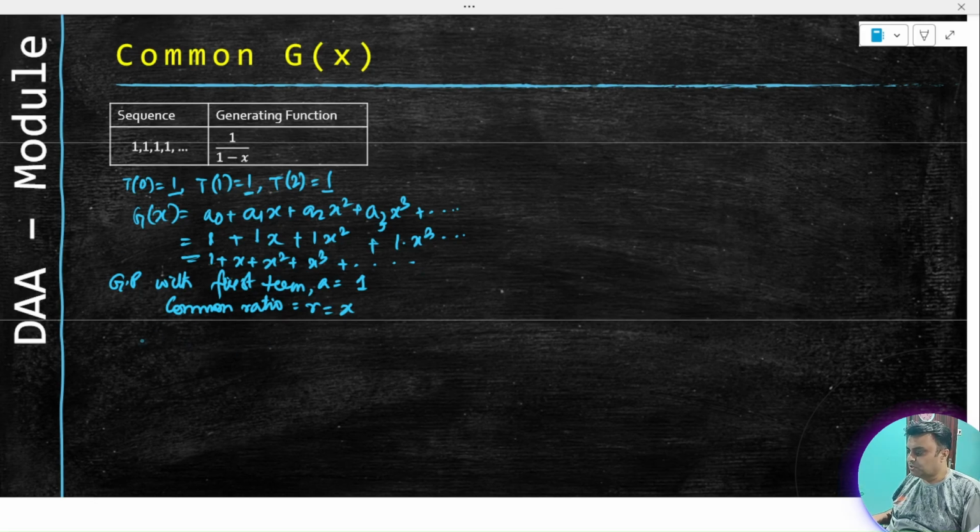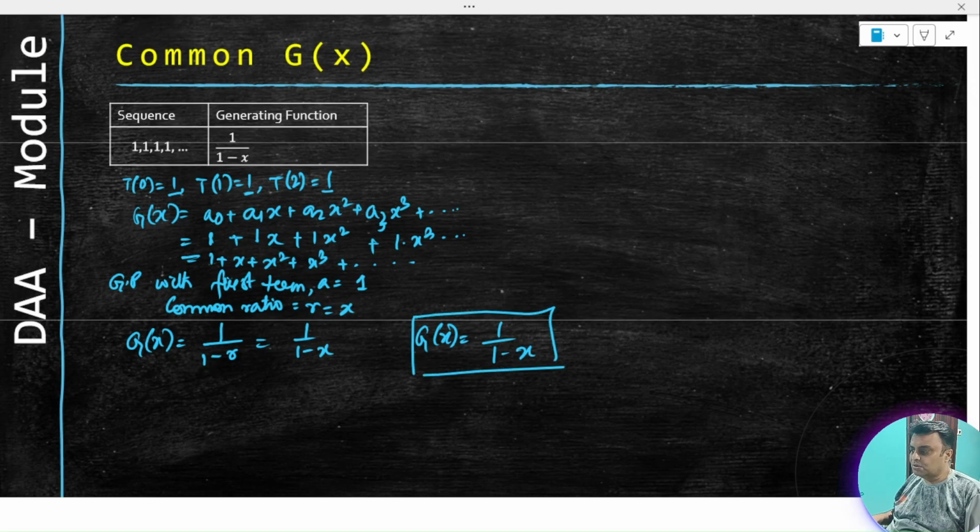If I just put that Gx, the Gx will be 1 by 1 minus r, right? From the GP formula with a equal to 1 and r equal to x, you can write it as 1 by 1 minus r, because r equal to x, right? So in that sense, I can actually put this as 1 by 1 minus x also. So Gx, the generating function, will become 1 by 1 minus x when the sequence is 1, 1, 1, 1, 1, 1. That is, when T0 becomes 1, T1 becomes 1, T2 becomes 1.